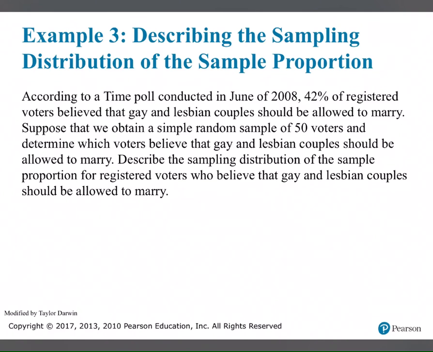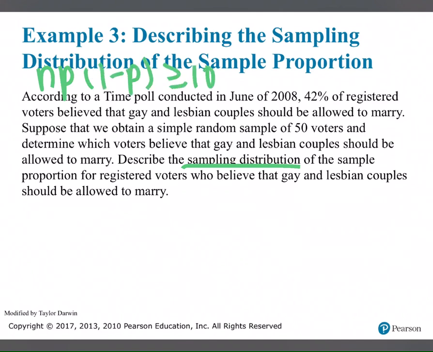According to a Time poll conducted in June 2008, 42% of registered voters believe that gay and lesbian couples should be allowed to marry. Suppose we obtain a simple random sample of 50 voters and determine which voters believe that gay and lesbian couples should be allowed to marry. So we want to find the sampling distribution, and to find the sampling distribution, we basically need to see if it passes this rule.